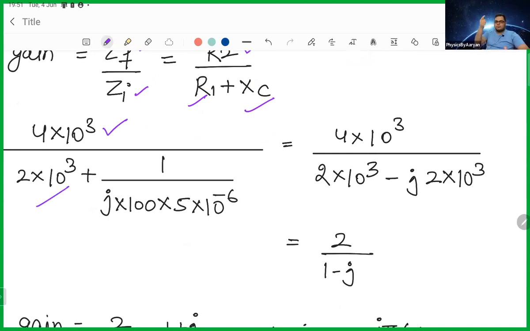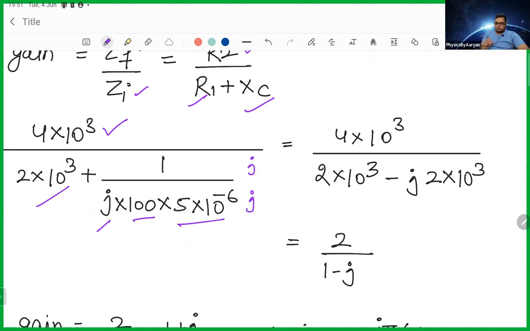And XC is 1 by J omega C. So J is an iota thing. Omega is given as 100 and C is given as 5 microfarad. So that is why you see 5 into 10 to the power minus 6. What happens if I multiply by J and divide by J?